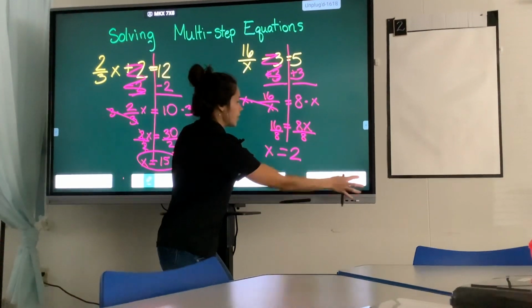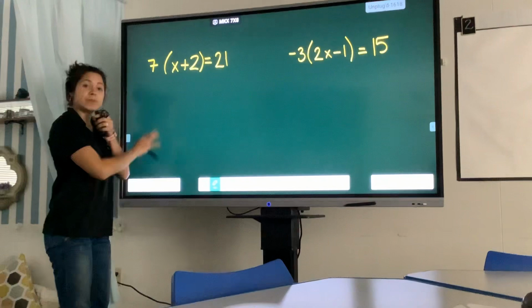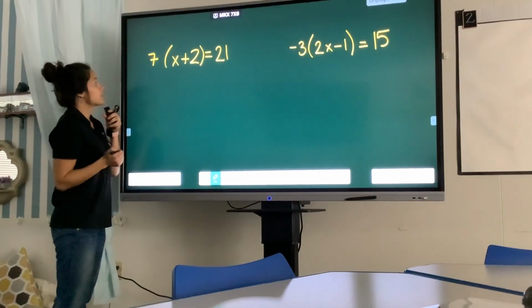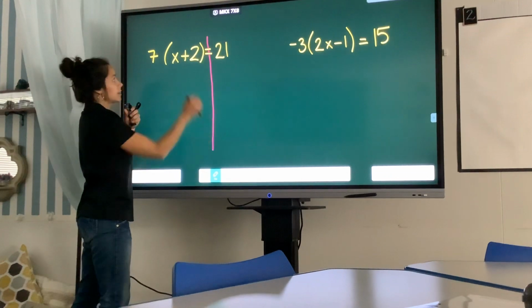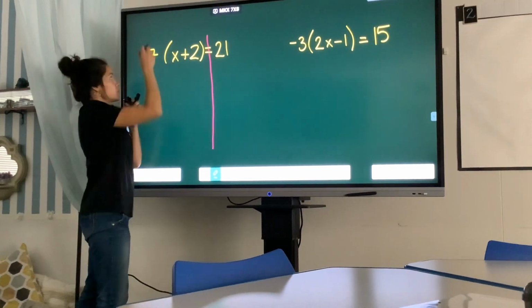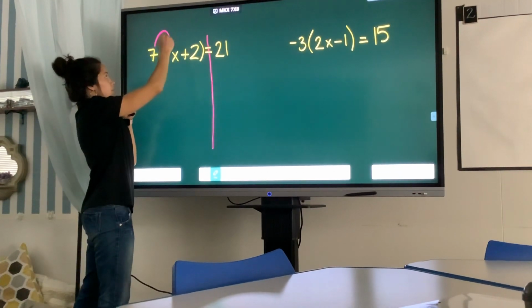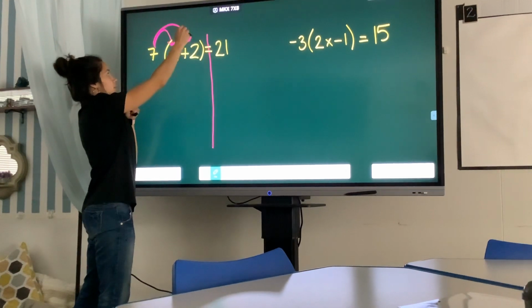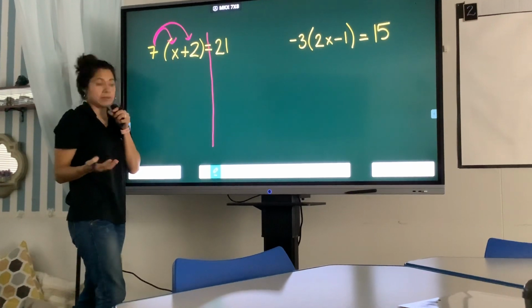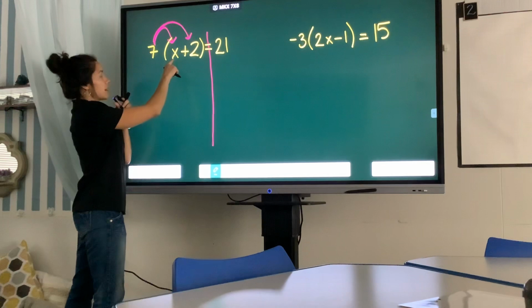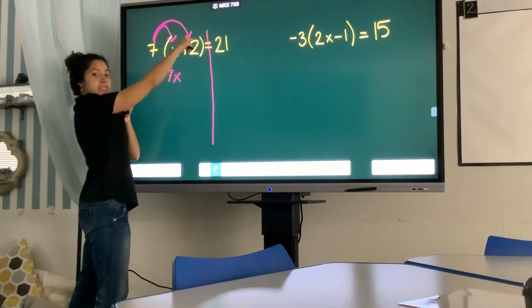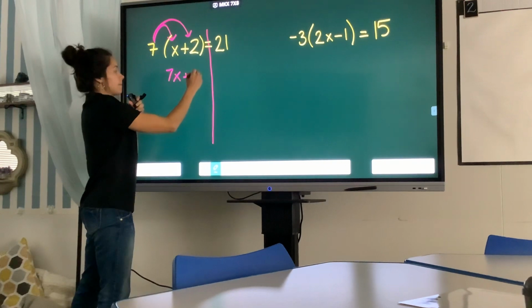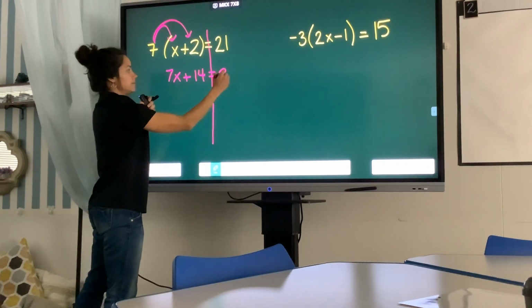Okay, moving on to our next slide. We will be using the distributive property for these problems here. We have to eliminate those parentheses. So the distributive property says that we will multiply the outside to everything to the inside. So we will have 7 times x, which is 7x. 7 times positive 2 is positive 14, equals 21.